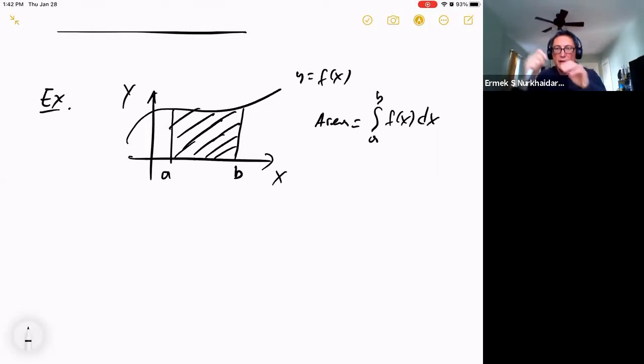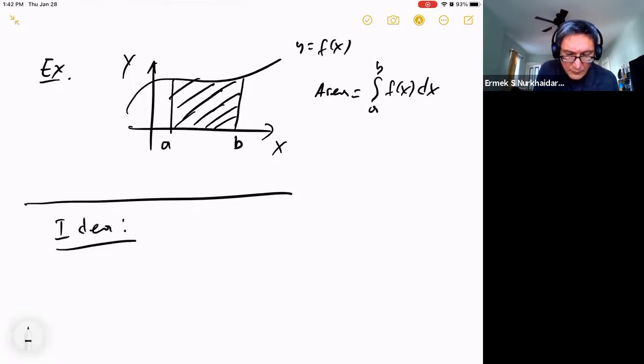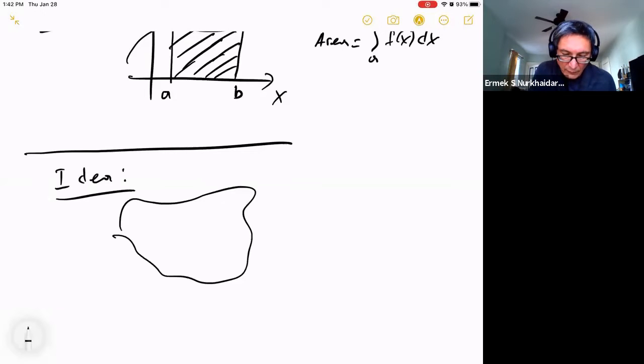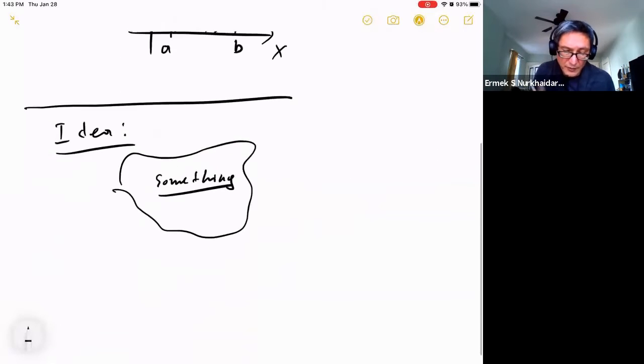Okay. So this is an idea. The idea is the following. You need to figure out something. So what you'll do is you divide that something into smaller pieces.